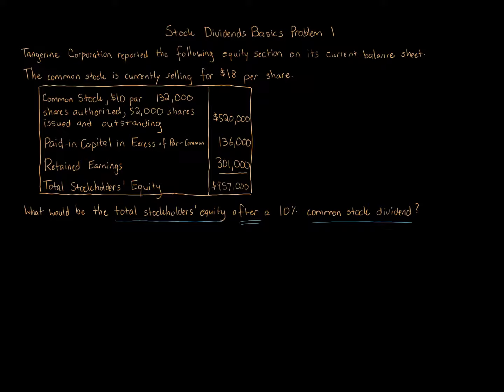The idea of a stock dividend is the corporation is going to declare a stock dividend for each share out there. So if there's a 20% stock dividend and you own 10 shares, you are now going to have 12 shares afterwards.